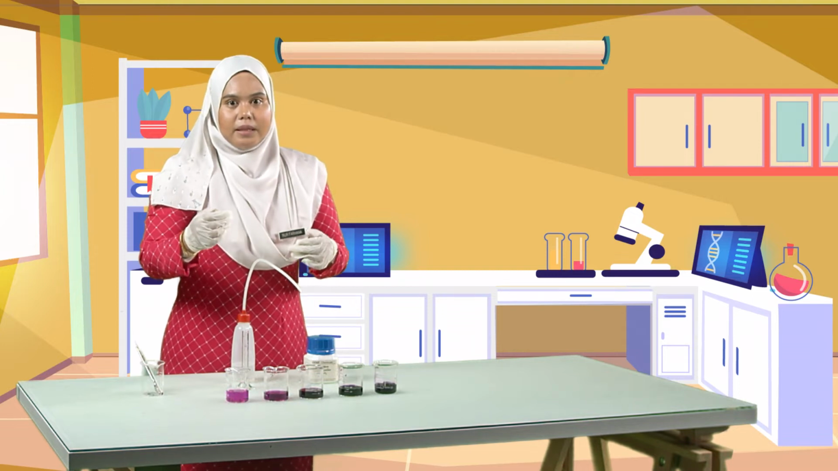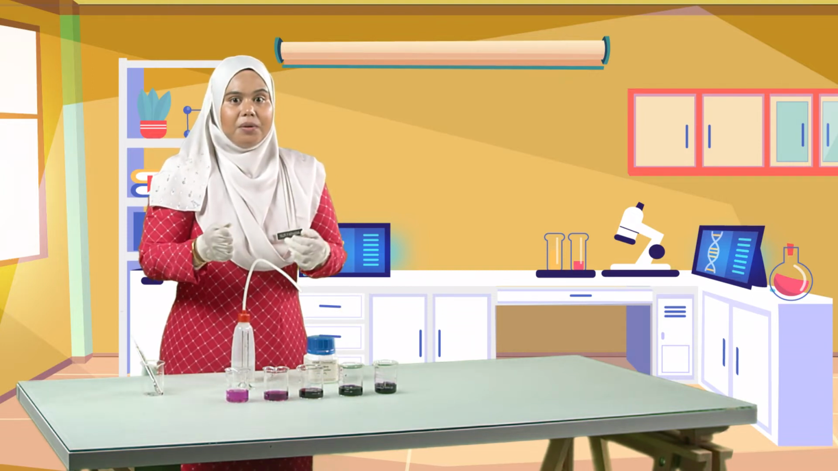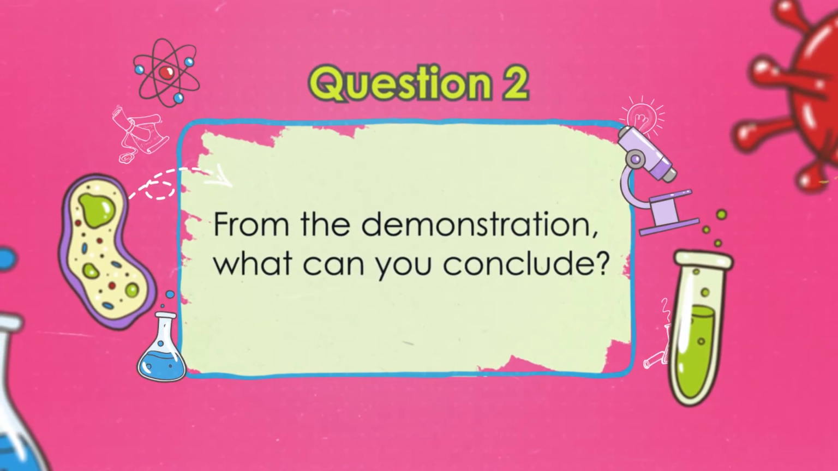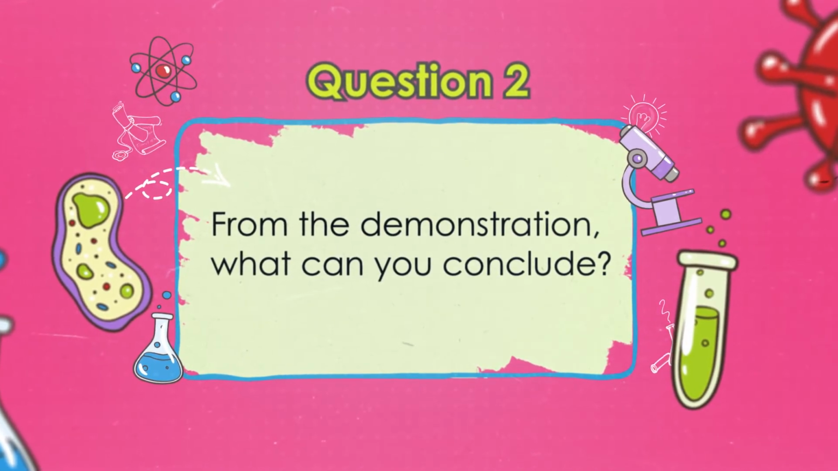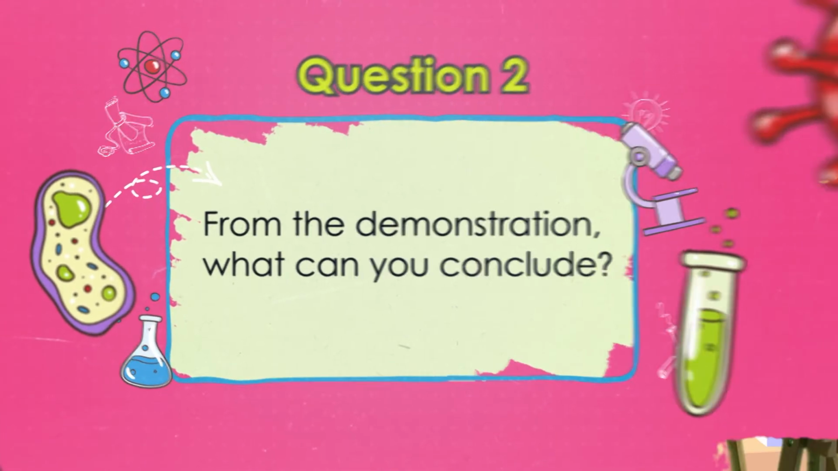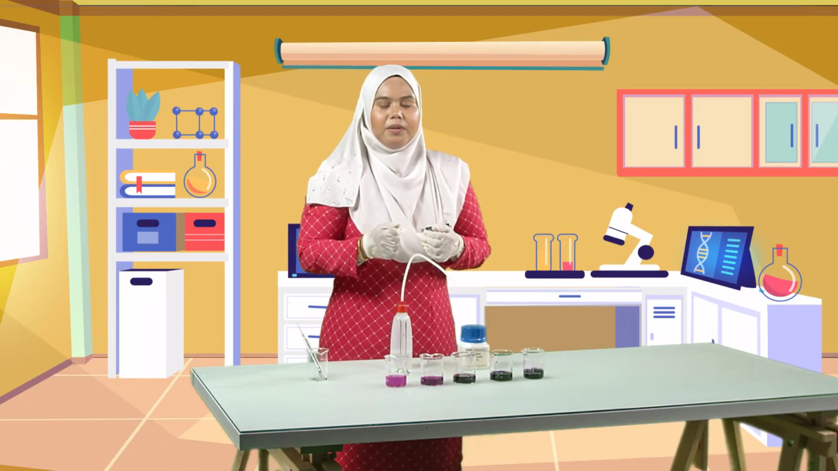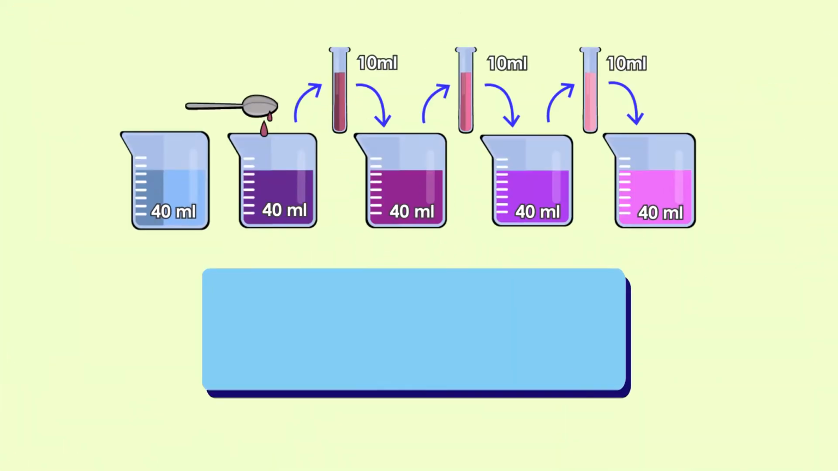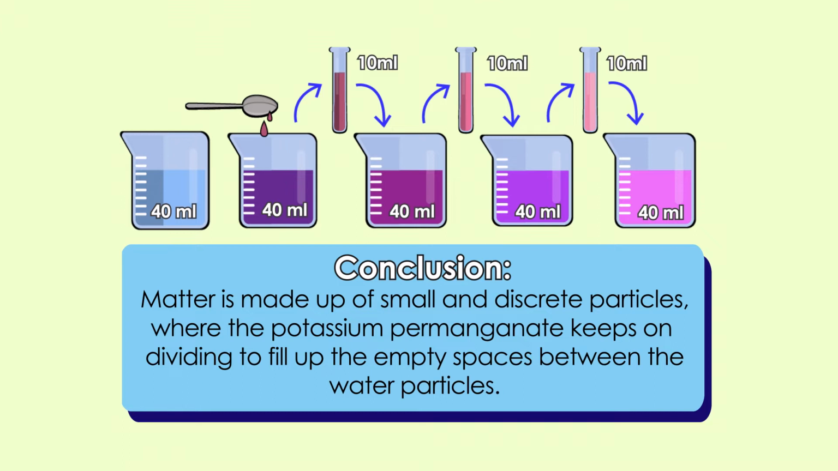So, from this demonstration, what can you conclude? Very good. The conclusion from this activity is that matter is made up of small and discrete particles where the potassium permanganate keeps on dividing to fill up the empty spaces between the water particles.